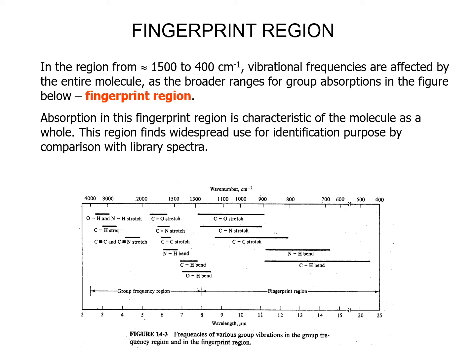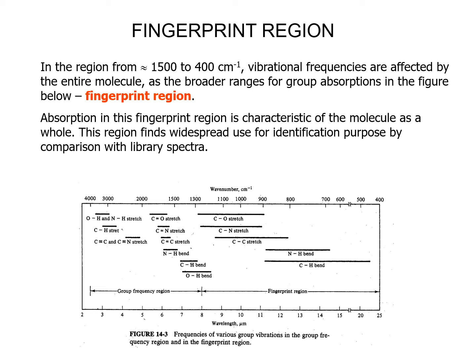And since all molecules are inherently different, this is called the fingerprint region, because if you vibrate, say, acetone in that frequency versus dimethyl ketone, you're going to have different fingerprint regions.